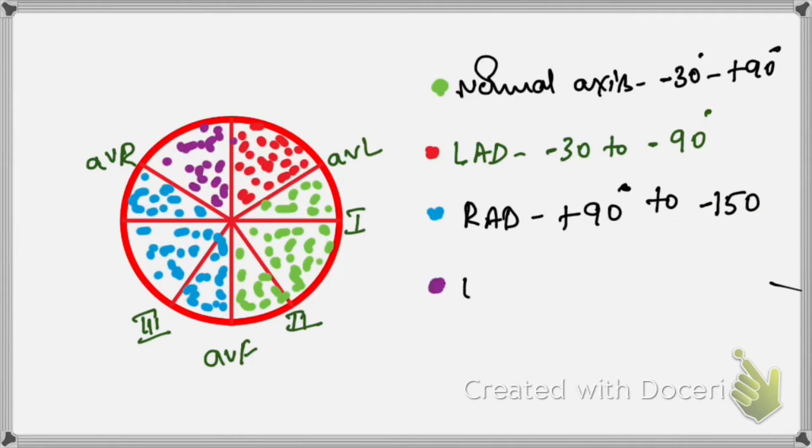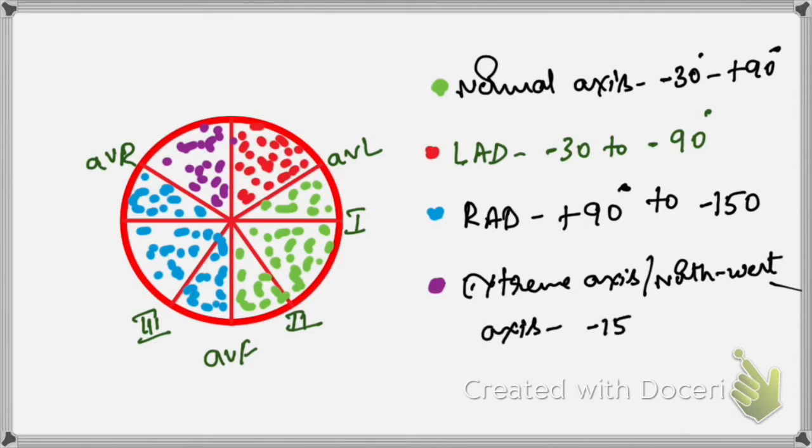The purple one indicates extreme axis deviation, also called northwest axis deviation, that is usually from minus 150 to minus 90 degrees. So this you all have to remember. Based on the cardiac axis that we calculate in further parts, we have to know which side the axis is deviated. Based on that we can determine the cause behind it from the ECG itself.